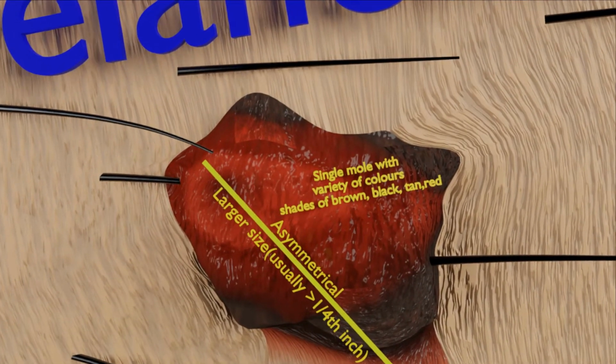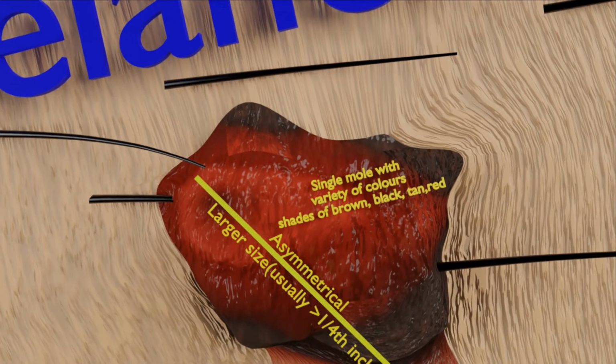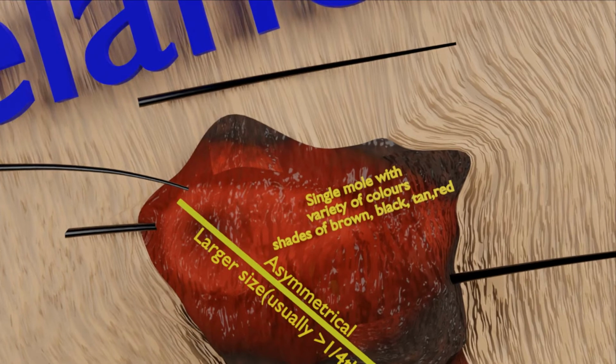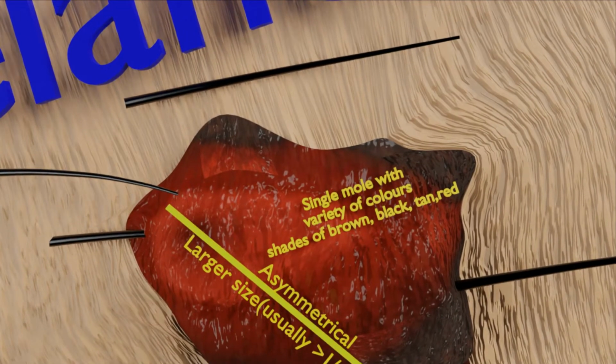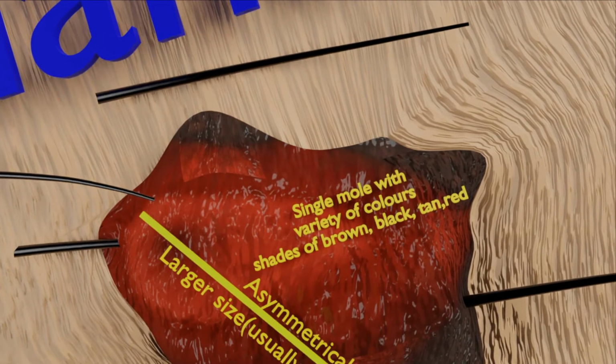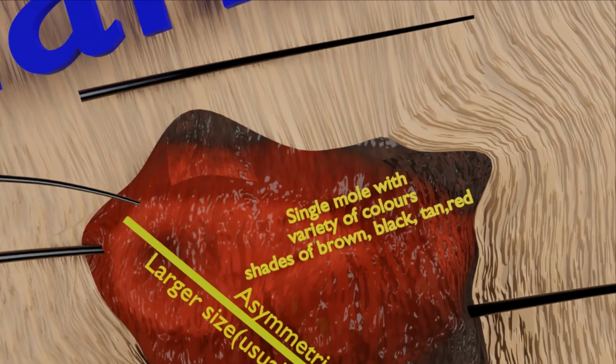A mole darker than other moles in the same individual has more propensity to be cancerous. Any mole that stands out from the rest is an ugly duckling and should be examined further.